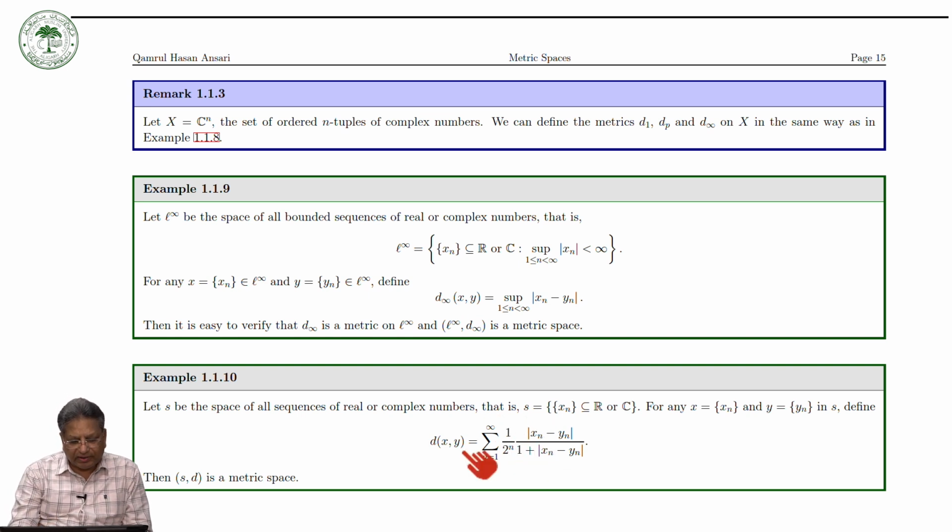Without this term, can we say that D is a metric? No, because without this term, the summation may diverge. So this series may diverge. If this series diverges, it means that the distance between any 2 points x and y is not well defined, because the distance between any 2 points must be unique, and this series is a divergent series, so this will not be a unique point. So this is very necessary.